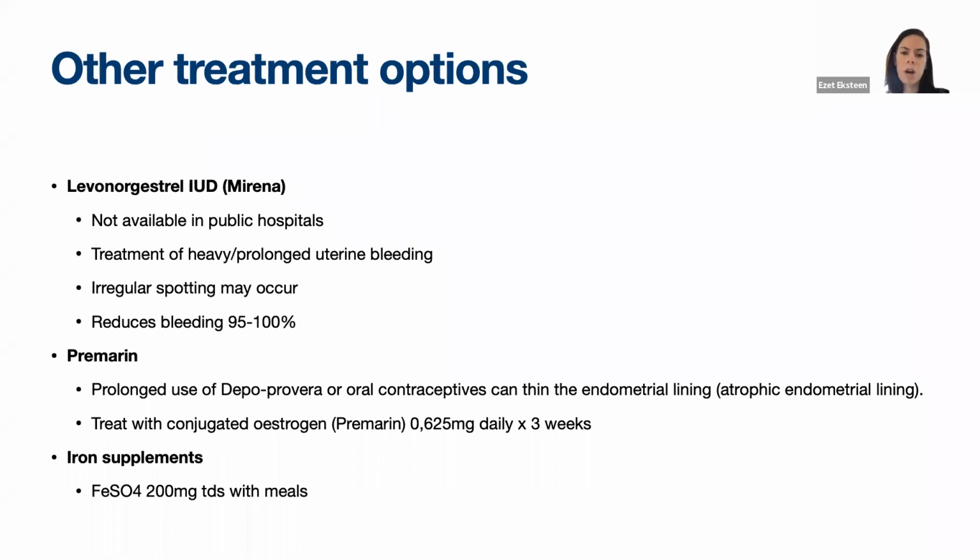Then, like I've mentioned before, if you do an ultrasound and you see a very thin endometrial lining, especially in our patients that have been on long-term treatment of Depo-Provera or combined oral contraceptives with a very low estrogen dosage, this can cause atrophic endometrial lining that will cause breakthrough bleeding or spotting. For them, we can often offer a conjugated estrogen like Premarin. It's a daily dose for 3 weeks, and this usually sorts out the thin endometrial lining.